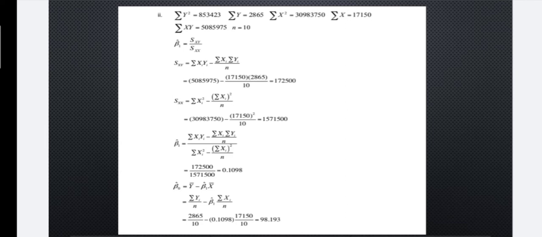Beta 1 and beta 0 have their values. Press shift 2, right? Then press the right arrow, and you will see the values of A and B there. A is the value of beta 0, B is the value of beta 1. You can double check whether your regression equation is correct. But still, you must list down all the summation values and then apply the formula to get the values of beta 0 and beta 1. And at the end there must be the equation, I missed it here: y hat equals 98.193 plus 0.1098x. There must be the equation at the end.